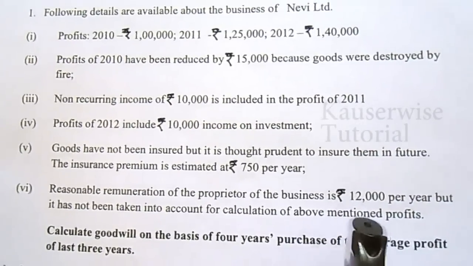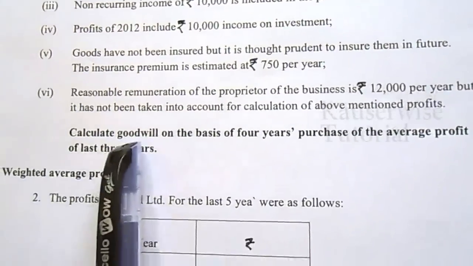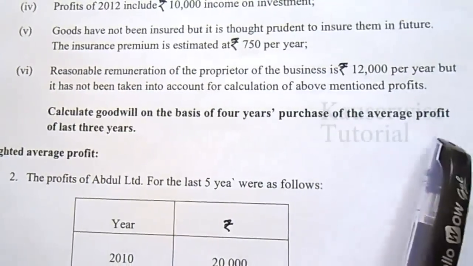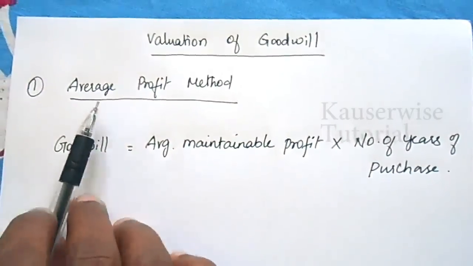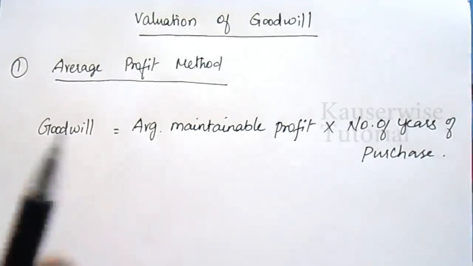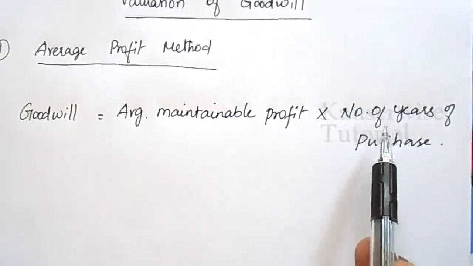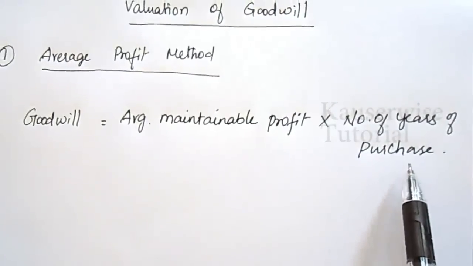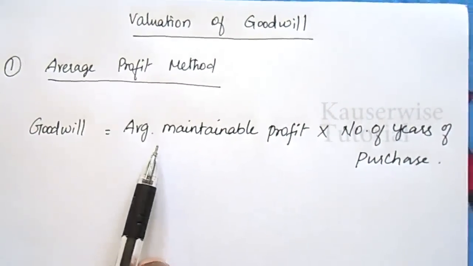So we need to calculate that first in order to find out the goodwill. They ask you to calculate goodwill on the basis of 4 years purchase of the average profit of the last 3 years. So first method is average profit method. The formula for goodwill is average maintainable profit into number of years of purchase. The number of years of purchase will be given in the problem. You only need to find out the average profit.